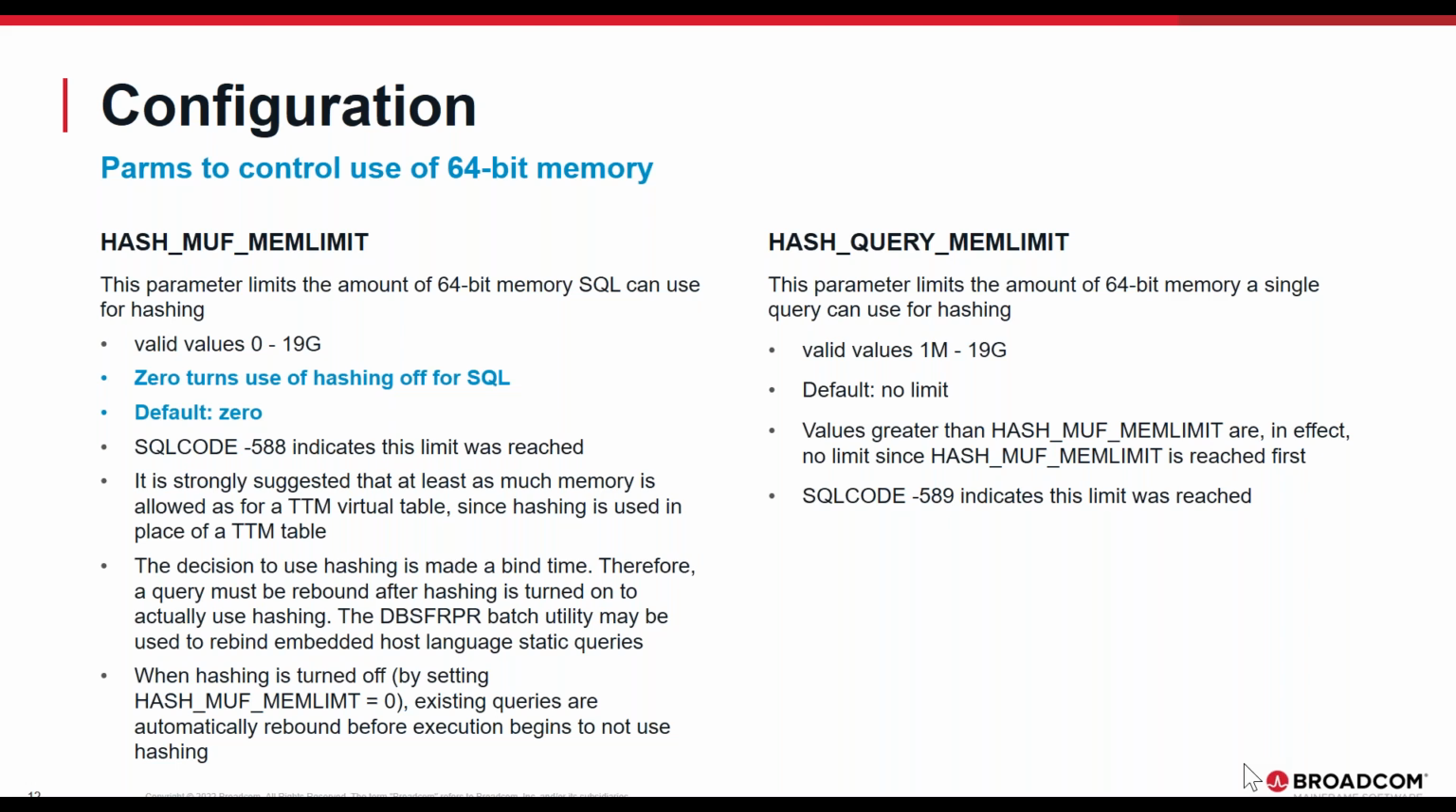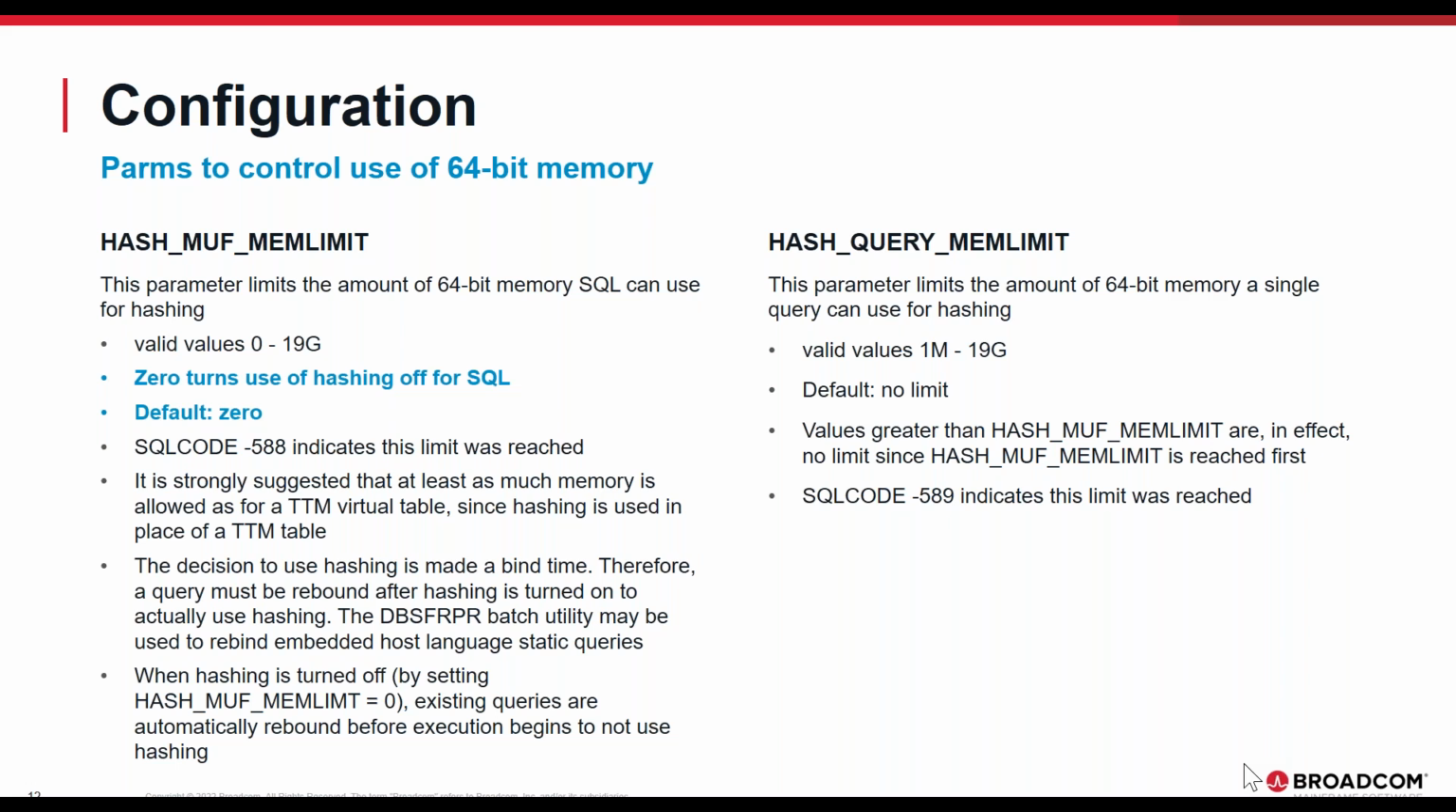Now, if you were to turn it on and then for some reason want to turn it off, you can do that by setting it back to 0. And then any queries that had been bound to use it, next time they're executed, will see that it's been turned off, and it will automatically rebind those to not use hashing next time they're executed.